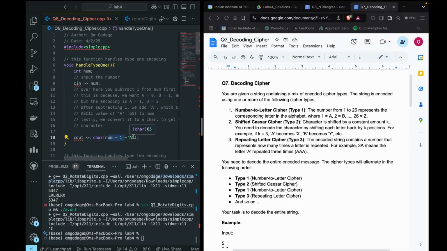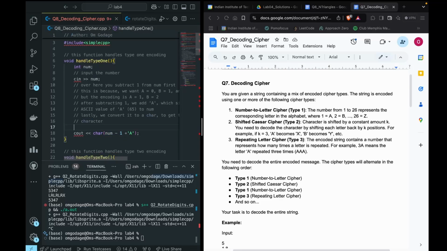Okay, I think I'm making this worse. Think of it this way, that num minus 1 gives you the offset that you have. So if you're starting with A, the offset will be 0. Then if you want a B, then the offset will be 1. If you want a Z, then the offset will be 25. That's why you're doing a minus 1 over here. And you have to convert this to a character.